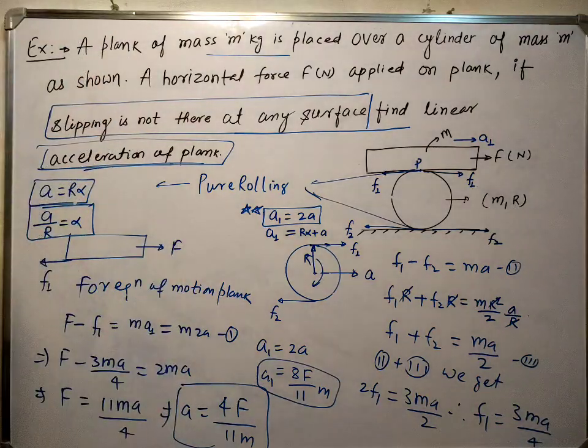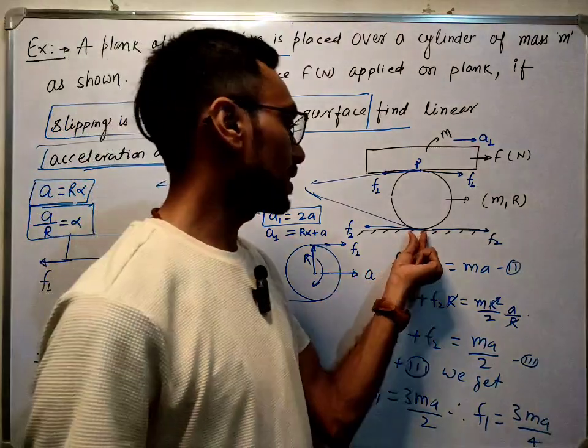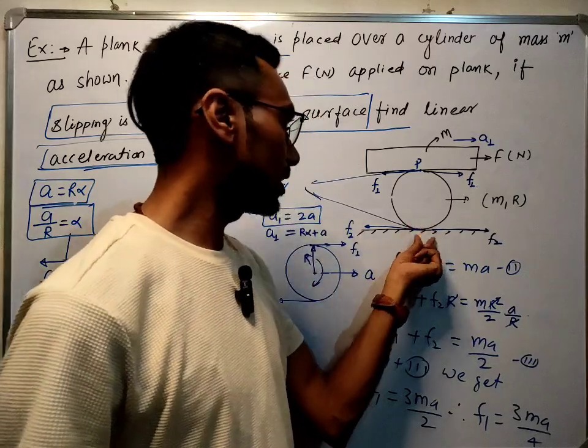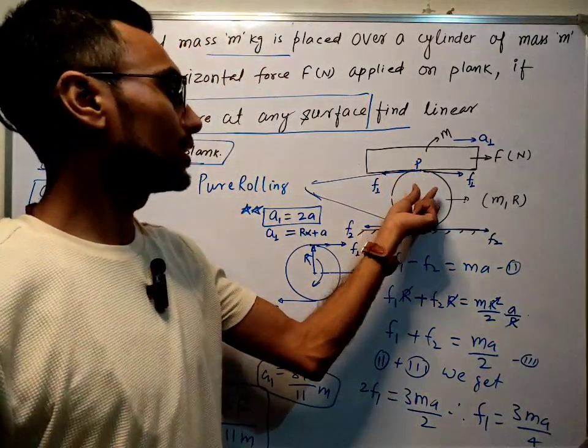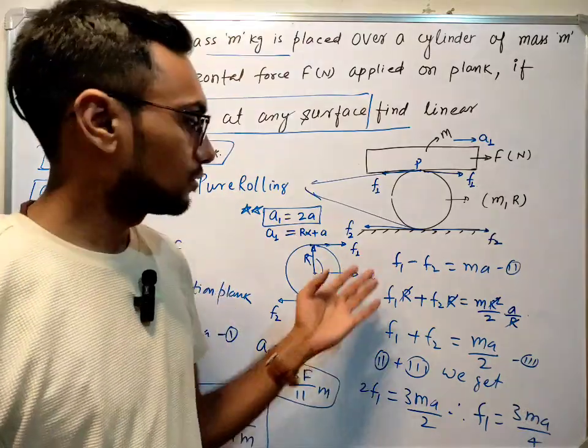In the question, it is also asked to find the amount of friction acting at the ground and cylinder and plank. So we can solve it easily in this way.